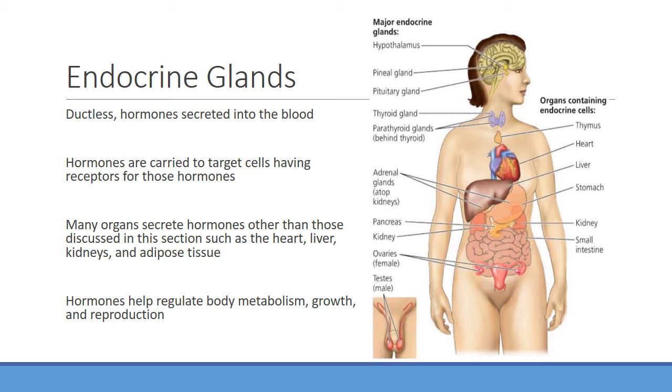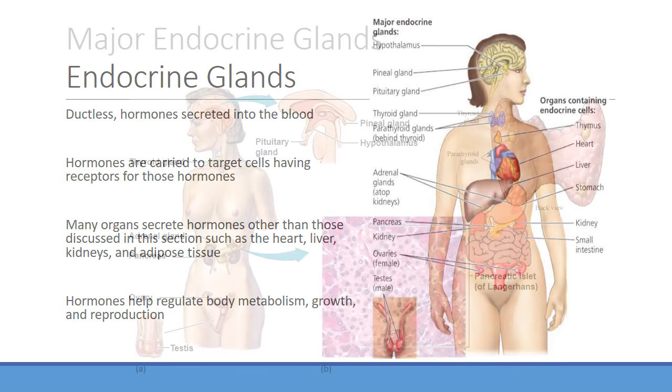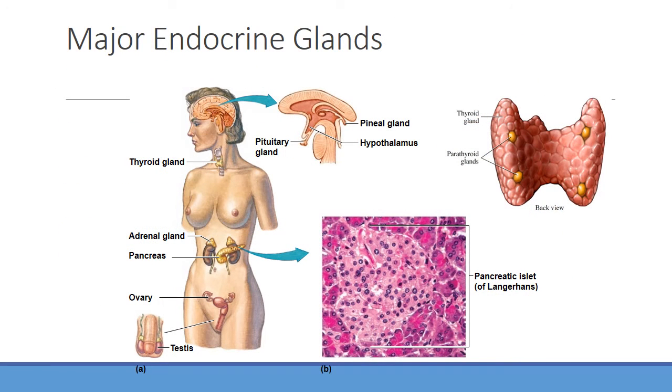Yep. So anywho, your tissues have to have the receptors in order to be responsive to hormones, and they help to regulate lots of things. Talk about body metabolism, growth, reproduction, all these can be affected by our hormones. So some of the major endocrine glands we'll talk about include our thyroid gland, also our parathyroids. We'll talk about the pancreas, the adrenal glands.